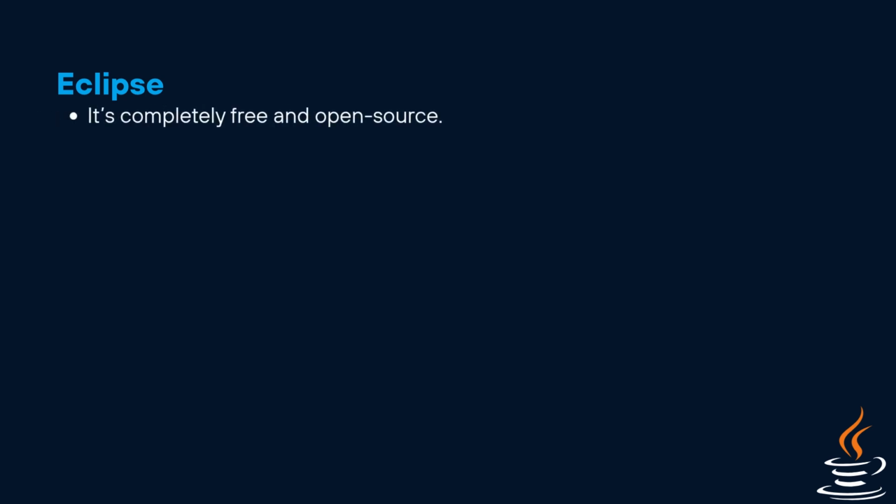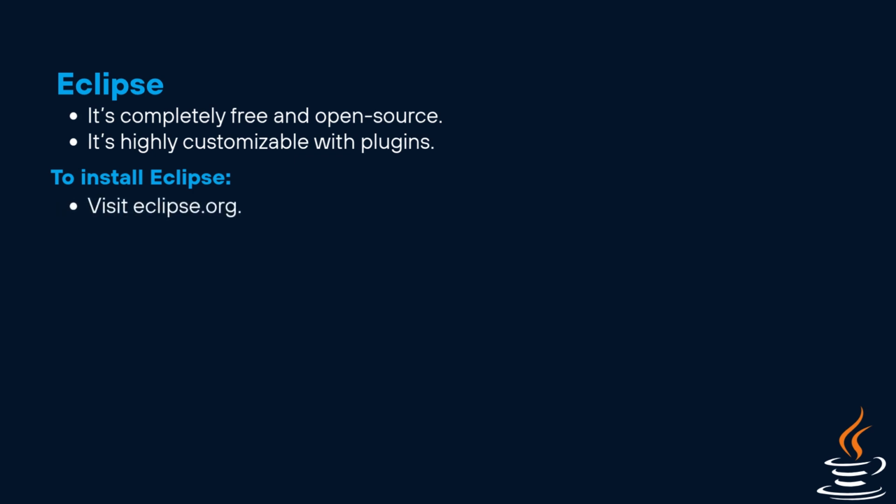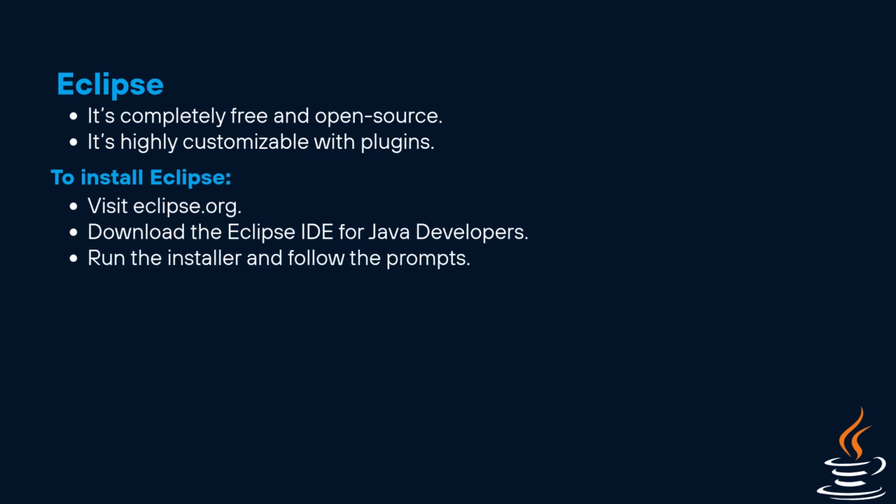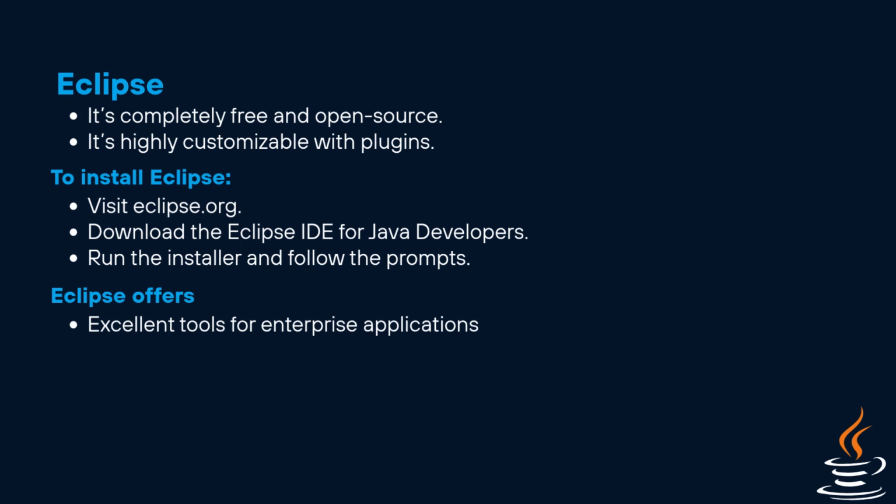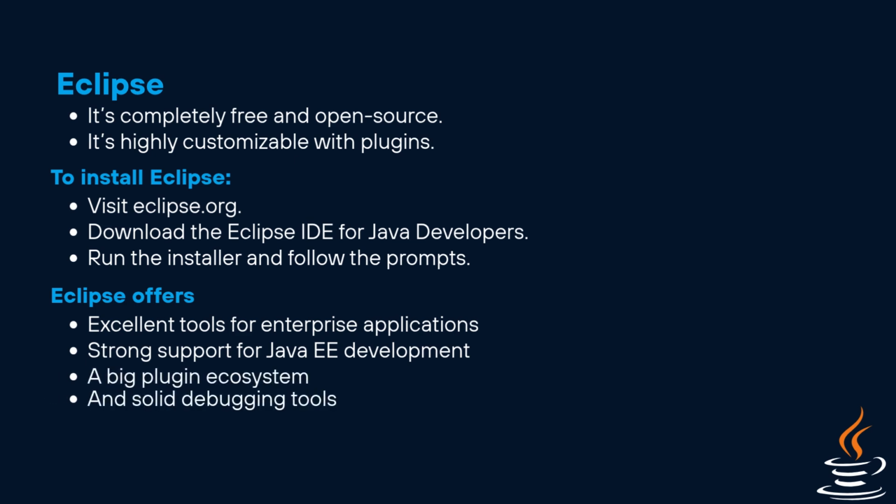Next is Eclipse, a long-time favorite among Java developers. It's completely free and open source. It's highly customizable with plugins. To install Eclipse, visit eclipse.org. Download the Eclipse IDE for Java developers, run the installer and follow the prompts. Eclipse offers excellent tools for enterprise applications, strong support for Java EE development, a big plugin ecosystem, and solid debugging tools.